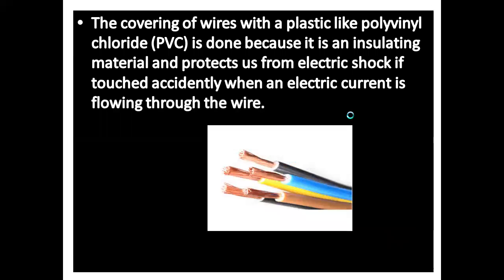But the covering of wires with plastic like PVC is done because it is an insulating material and protects us from electric shock if touched accidentally when electric current is flowing through the wire.